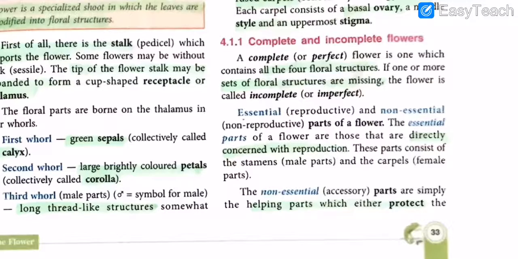But the rest, the petals, the sepals, the pedicel, the receptacle, or the thalamus, all of them are very important structures. However, they only support the plant to reproduce. They don't really undergo the process of reproduction.